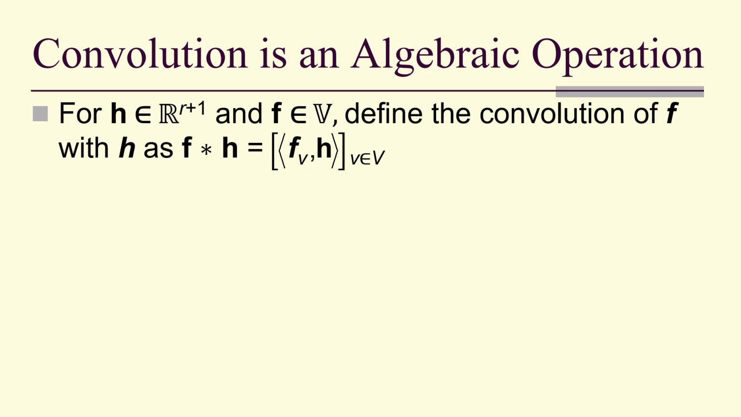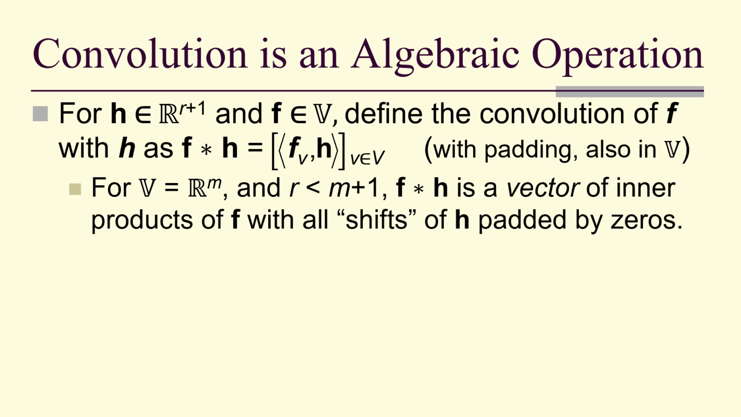Now, if I have H in R^(R+1) and F in V, I can define the convolution of F with H as F convolution H, the vector of inner products of F sub V's with H's. And with padding, that would also be another vector in vector space V. For V equals R^M and R here less than M plus 1, F convolution H is a vector of inner products of F with all shifts of H padded by zeros.